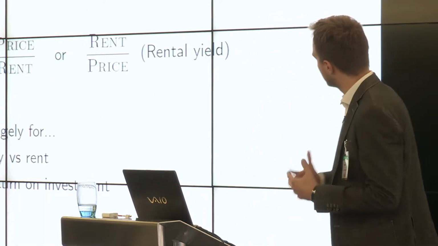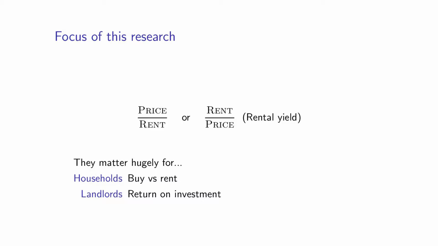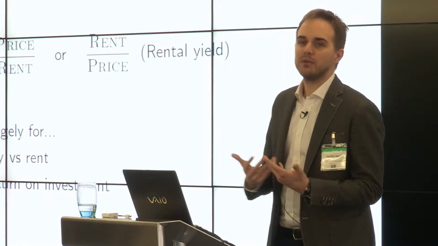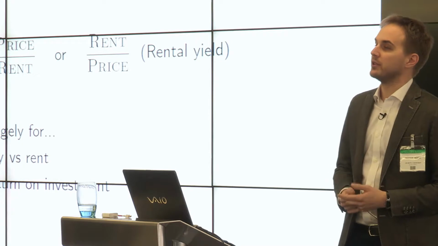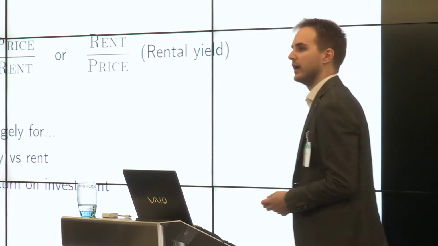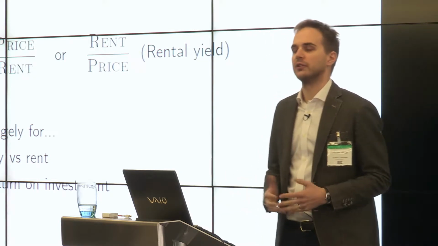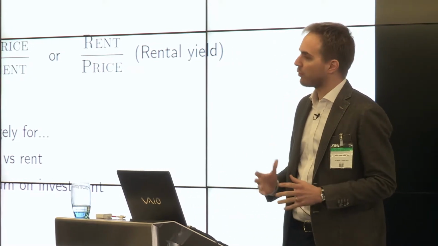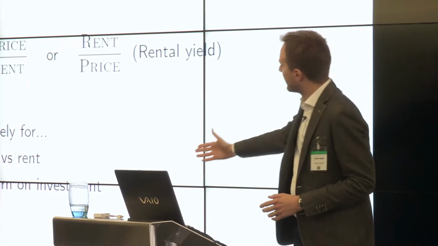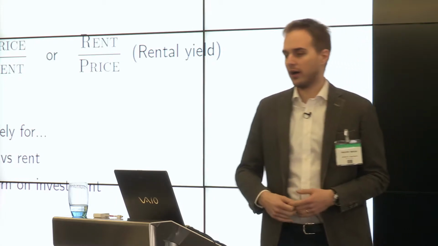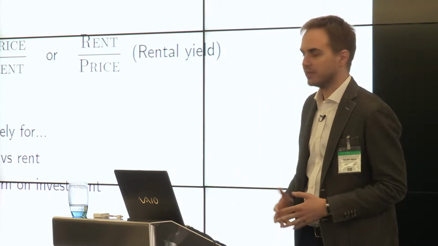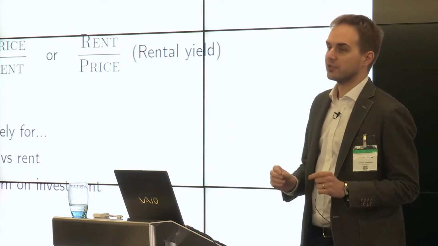So the thing that I wanted to study is the relationship between prices and rents. We can indicate it as the price-rent ratio, or, as more people measure it, the ratio between rent and prices, also called the rental yield. You can immediately see that this measure is, for many people, crucial, because if you are a household deciding whether to buy or to rent your accommodation, then clearly the ratio between prices and rents is very important. But also, if you are a landlord or an investor and you want to know what will be the return of buying a property, then this measure is crucial.